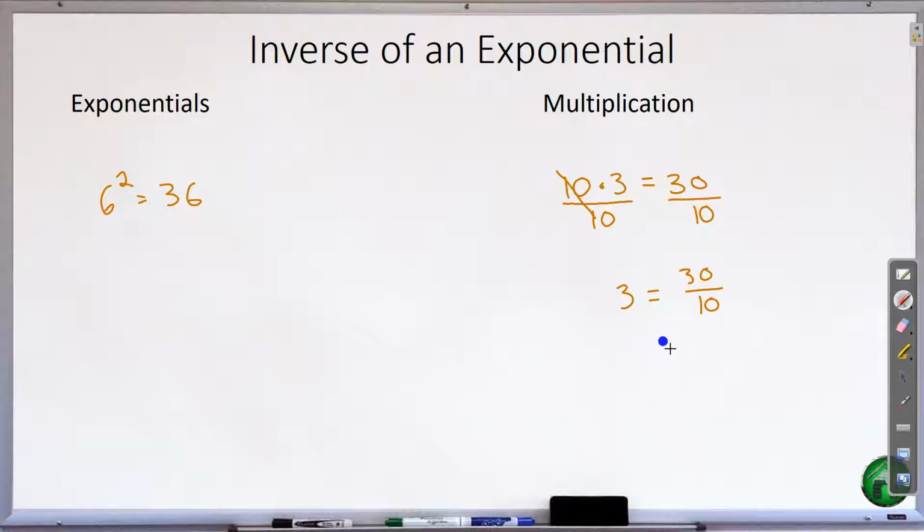Now, I know that sounds weird, but that's exactly what we're going to do over here with our exponentials, because we don't know what the inverse of an exponential is. We're going to sort of make it up. And for some reason, the thing we chose is called log. And so log is going to be the opposite of this exponential, just like bar was the opposite of multiplication. And of course, if we log one side, we have to log the other side.